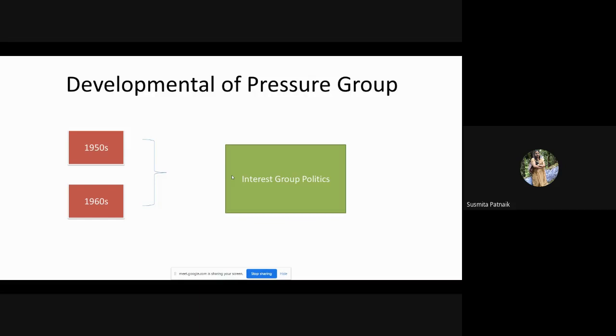And from that, the period of pressure groups started. So here the policy of pressure groups was started in the United States of America between 1950 and 1960.